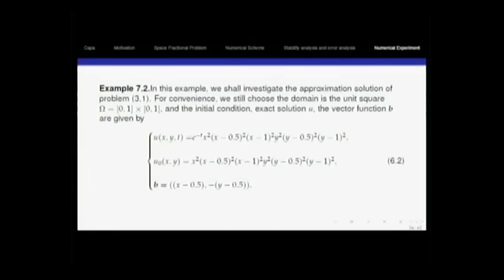The second example, we consider B not homogeneous. Of course, the solution is still symmetric. Okay. But the only difference is here. Here it is not 0.